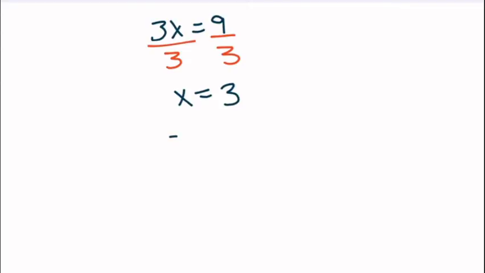Let's do another one. 3x equals 9. We're going to divide by 3 on both sides to isolate the x, and that's going to equal 9 divided by 3, which is 3. And to check, 3 times 3 equals 9. 9 equals 9, sorry.